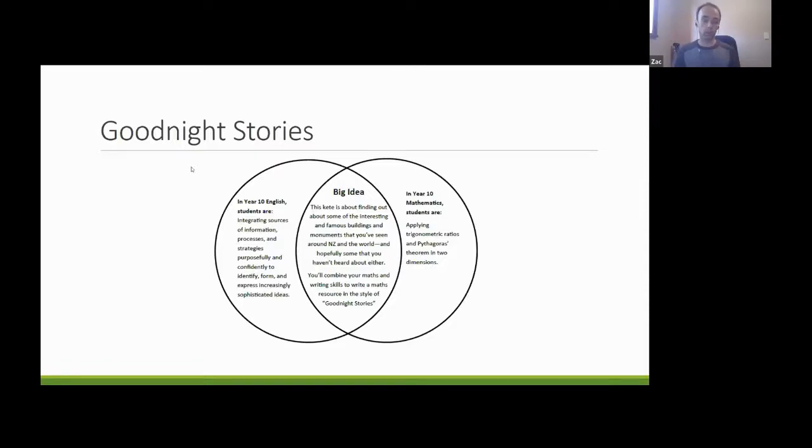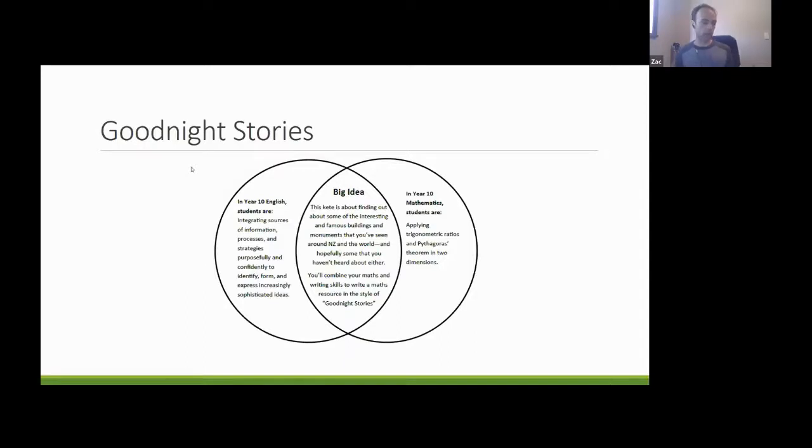And when we come together as 2 different teachers, this is a big part of our planning, as we look for a big idea that the kete is going to be around. So if at the beginning, while you were waiting, you had a look at the Goodnight Stories, Goodnight Stories is English and mathematics coming together. And initially that's really tricky, but we came up with the idea that maybe we could write a mathematics resource.